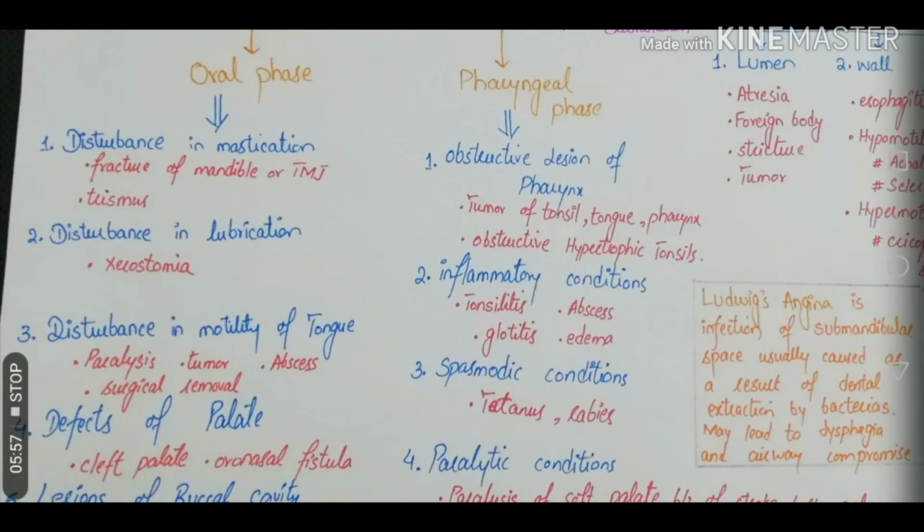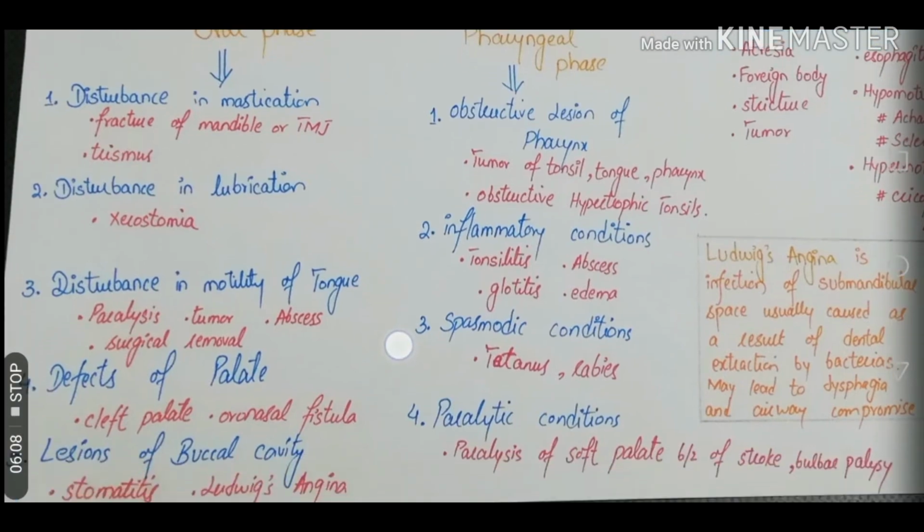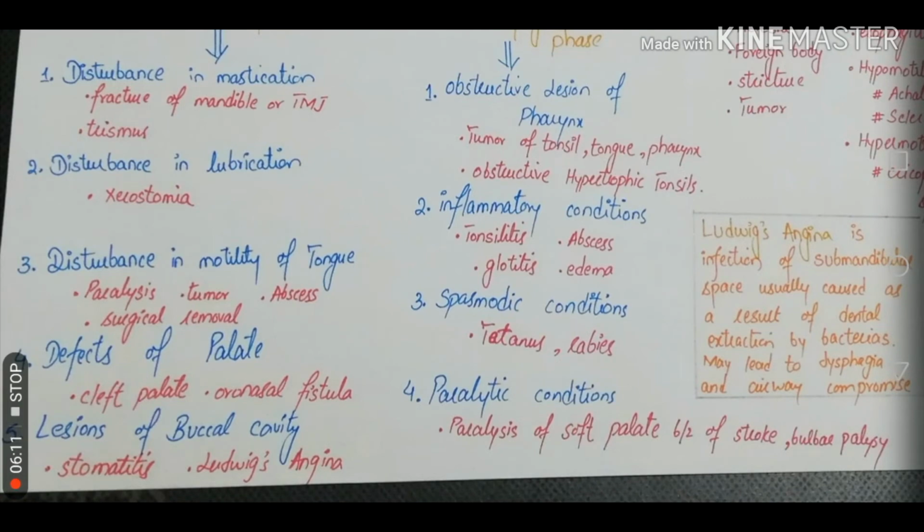Disturbance in the motility of the tongue. Now, if there is surgical removal, abscess, paralysis, or tumor of the tongue, that will definitely cause difficulty in the passage of food. Now, talking about defects of the palate, if there is cleft palate, there will be nasal regurgitation, there will be cosmetic problems, and eventually oronasal fistula could also be a cause. Now, if there is a lesion in the buccal cavity, for example, Ludwig's angina and stomatitis, they could become an etiology for dysphagia as well.